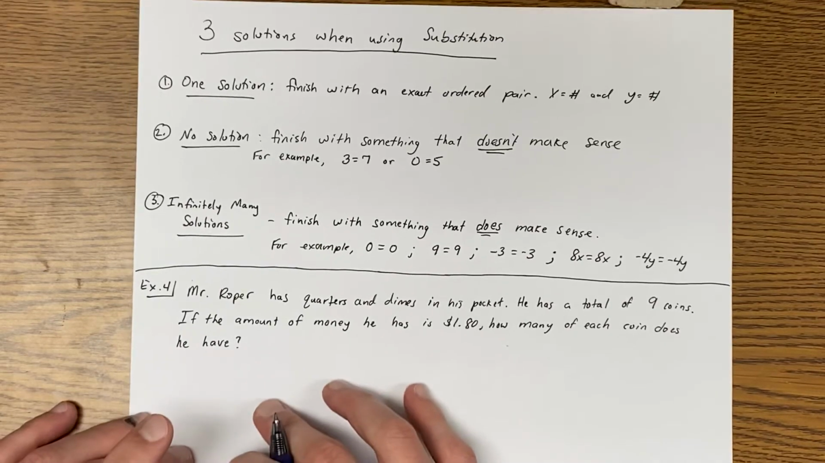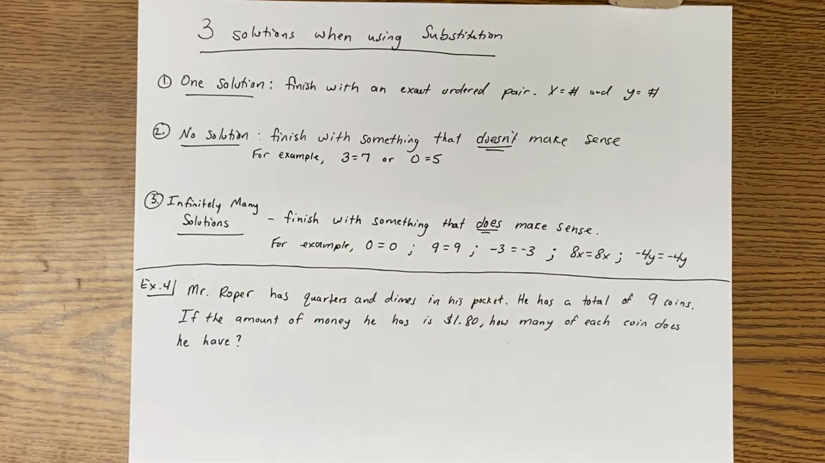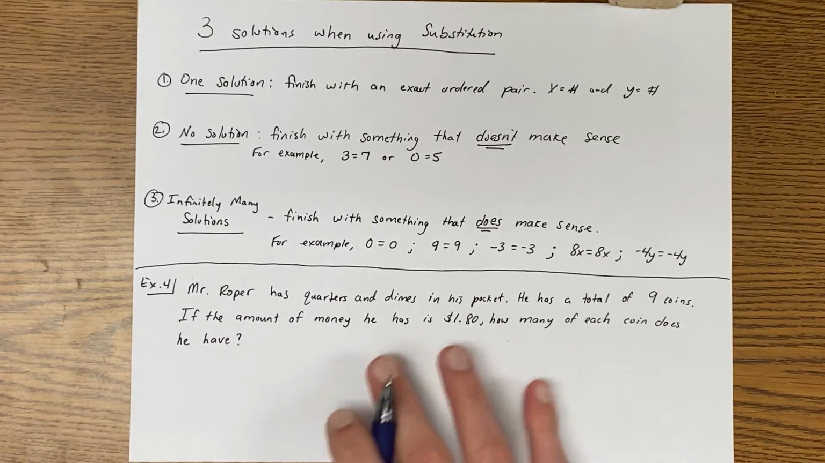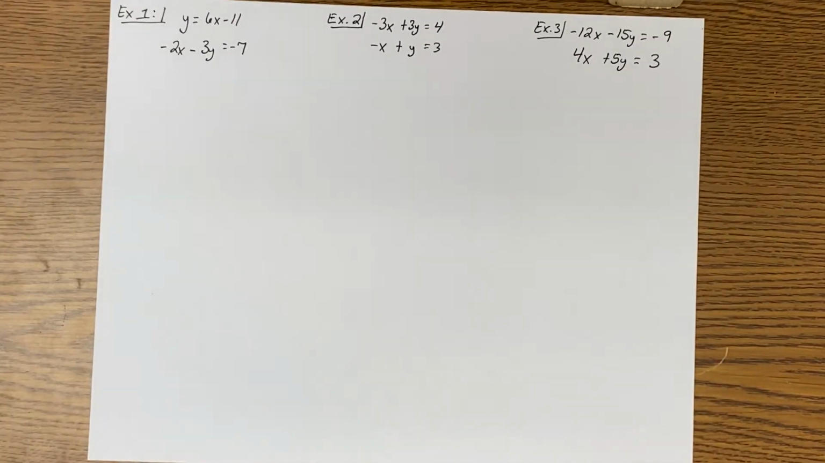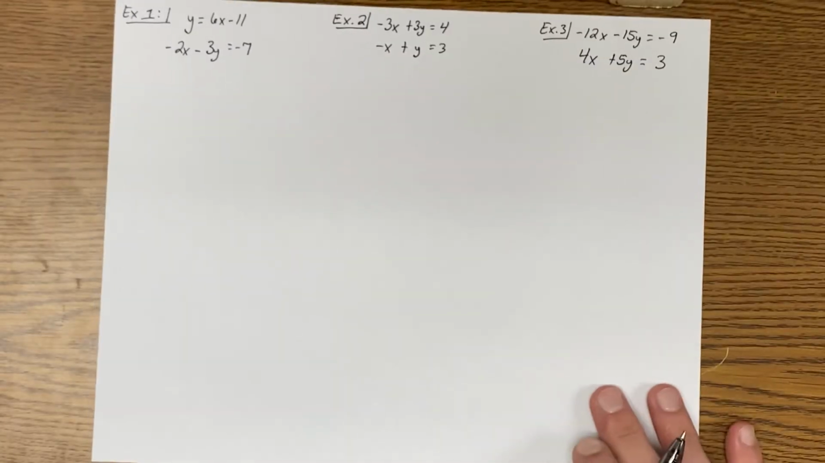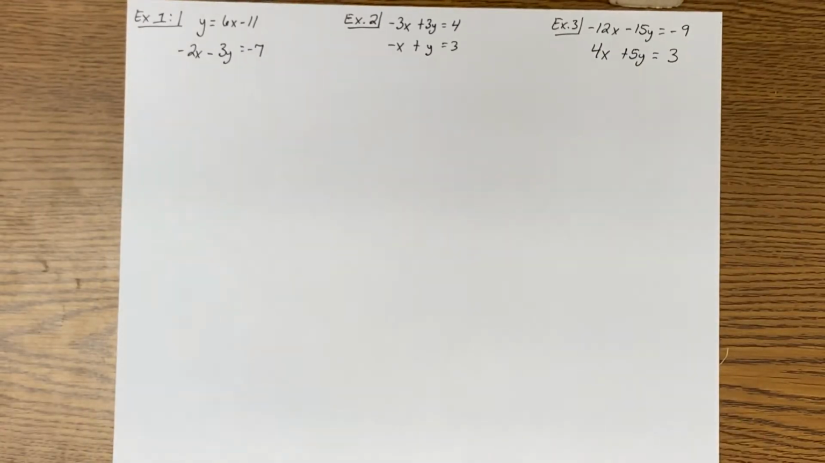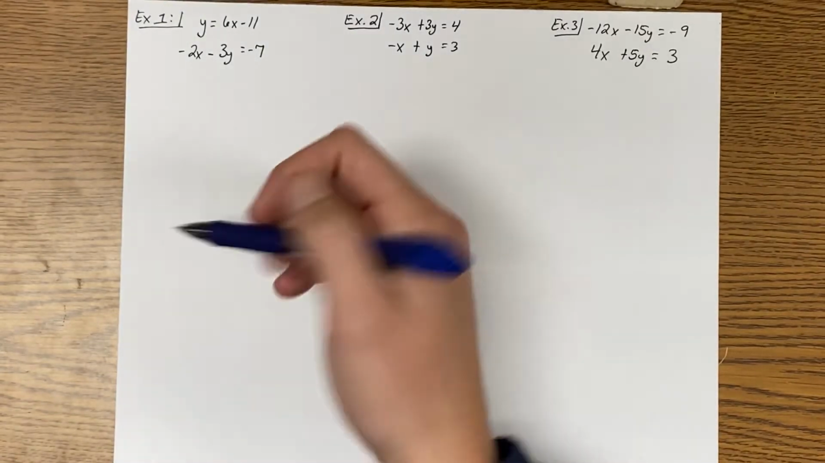Infinitely many is similar to no solution, but we will finish with something that does make sense. So we'll get 0 equals 0, 9 equals 9, -3 equals -3, 8x equals 8x, -4y equals -4y. There's endless examples that we could see that would show us if we have infinitely many solutions. Okay, so I have an example down here. We're actually going to come back to that in just a moment. But we're going to look at 3 examples here. We're going to use substitution in all 3 of these examples, and we will have one type of solution for each example. All right, so let's look at example number 1.